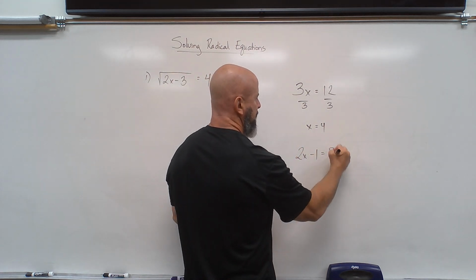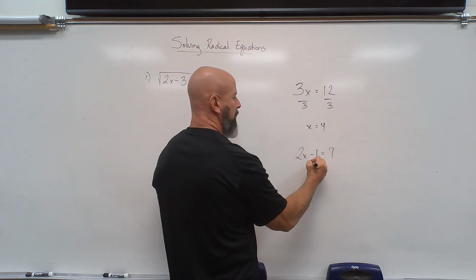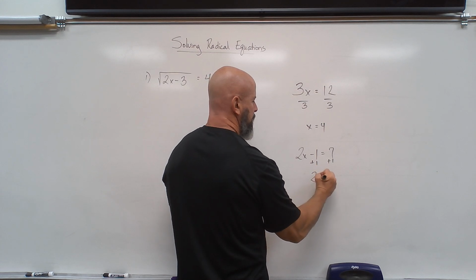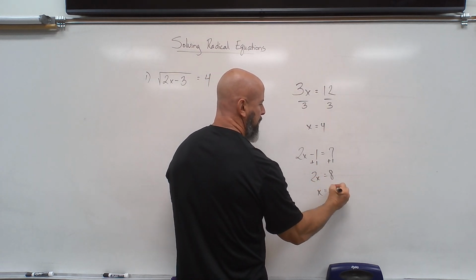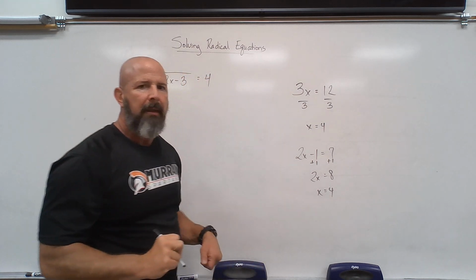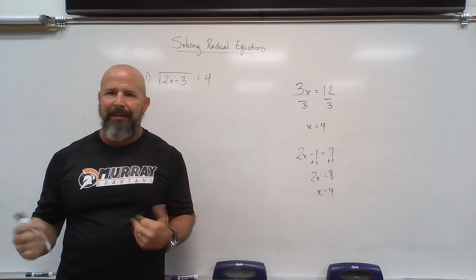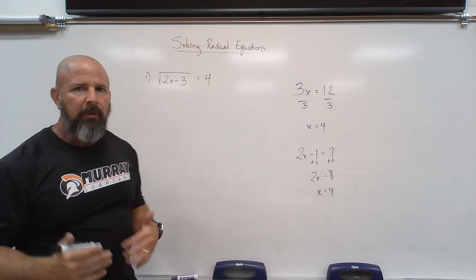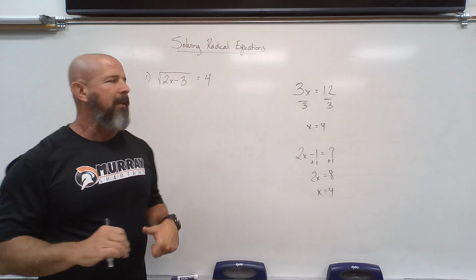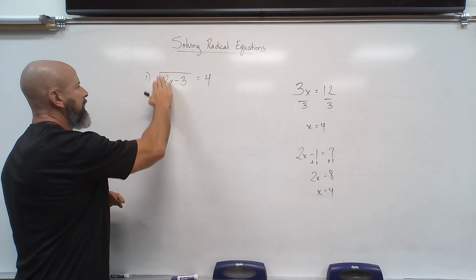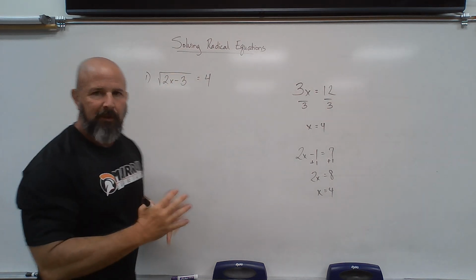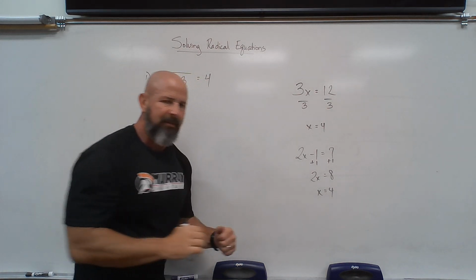Some of our old two-step equations: 2x minus 1 is 7. I would add the 1 over. So 2x is 8. And then divide by 2, x is 4. Right? So we've solved equations before. The idea of isolating an x, that's not new to us. What is new in this situation is there's a square root sitting here. So it doesn't look quite as easy as something like this.